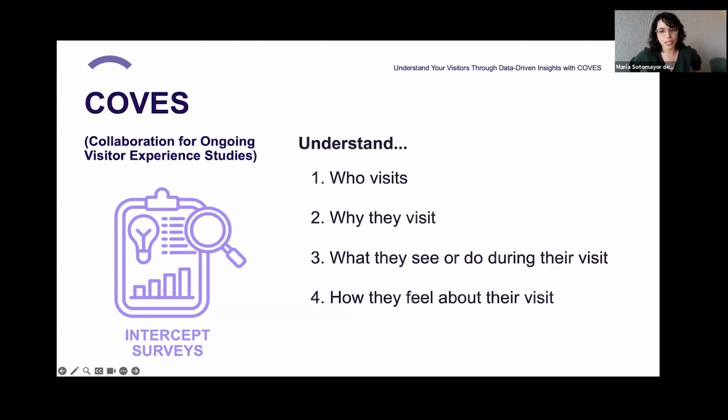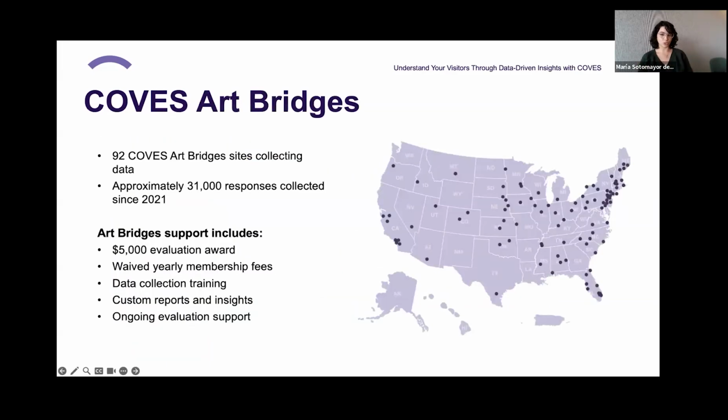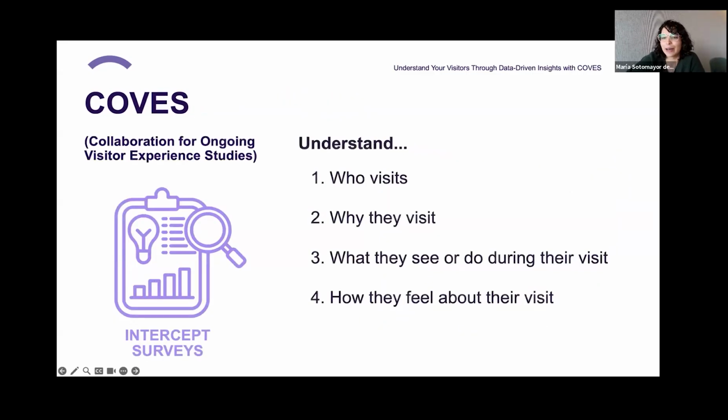Okay, now to talk more specifically about COVES, or to just introduce that acronym: Collaboration for Ongoing Visitor Experience Studies. COVES is a survey where visitors are intercepted at the very end of their museum visit. Thank you. So you'll collect data on who visits. This includes demographic information as well as any other descriptors. So for example, repeat visitors, groups with family or groups with children, those sorts of things. You'll be able to understand through COVES why people are visiting your museum, what they see or do during their visit, as well as how they feel about their visit overall.